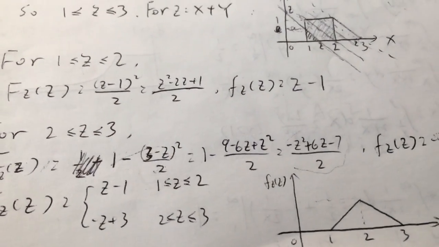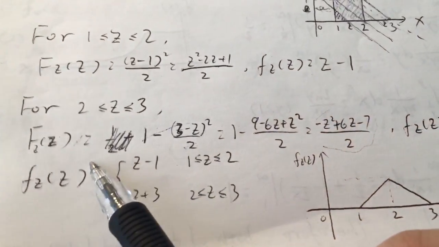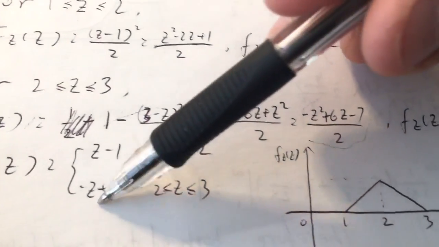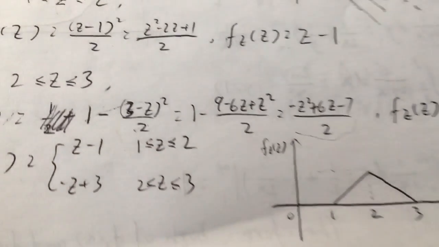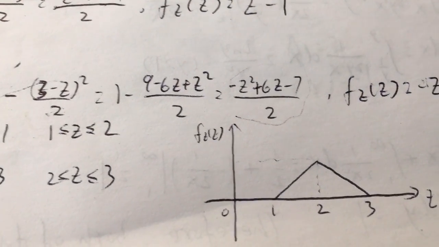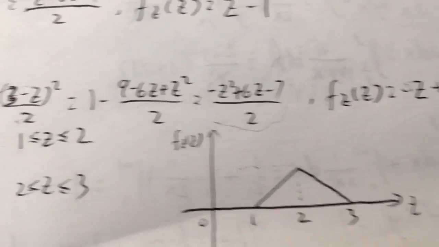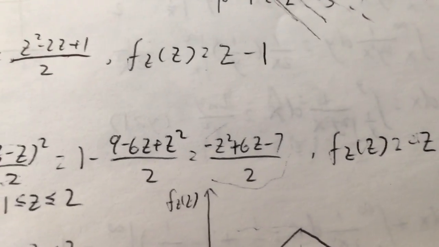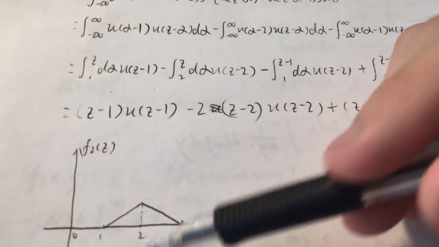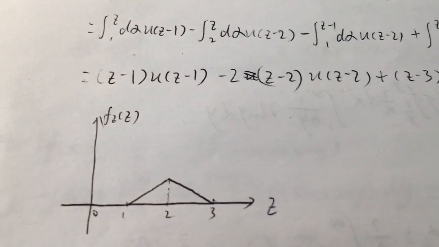So all in all, the result of the density function of z should be like this, and we can get the picture of the density function of z like this. So the result is the same as the first method. So that's the whole thing for the problem.